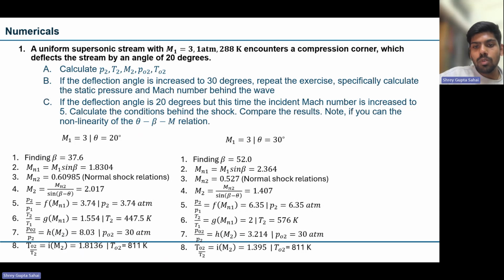Now this implies the total pressure, which I'm calculating using my mobile: 3.214 times 6.35 is 20 atmosphere. And temperature is 1.395 times 576, which is 803.52.